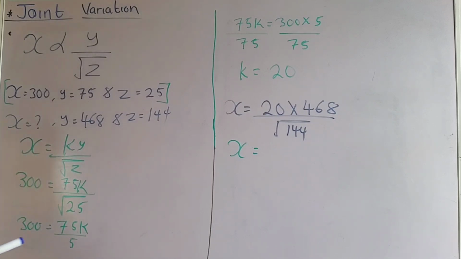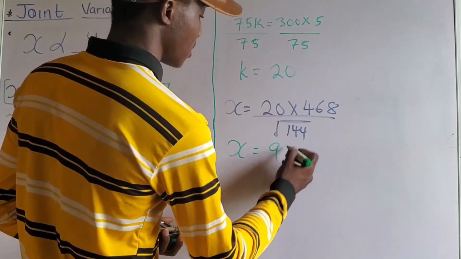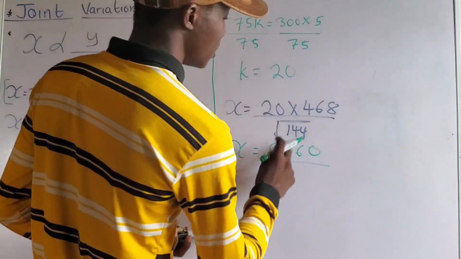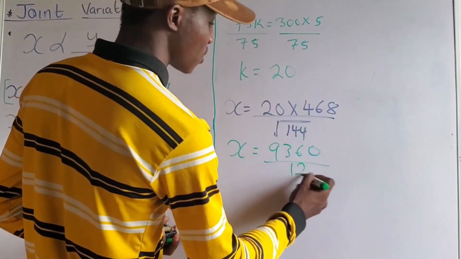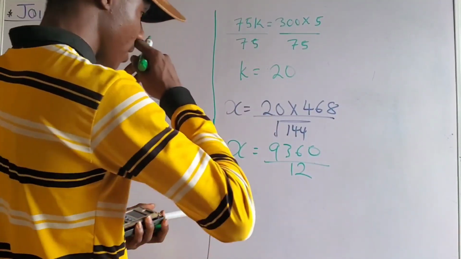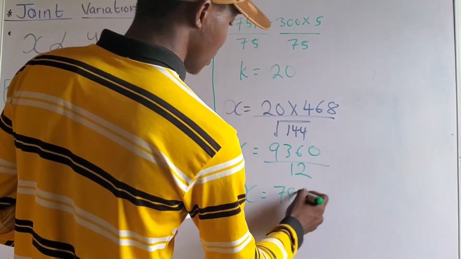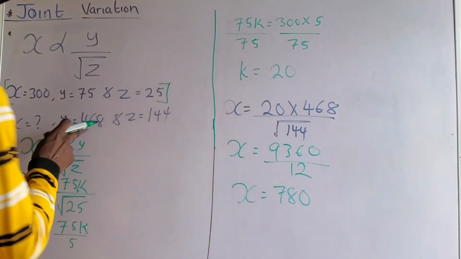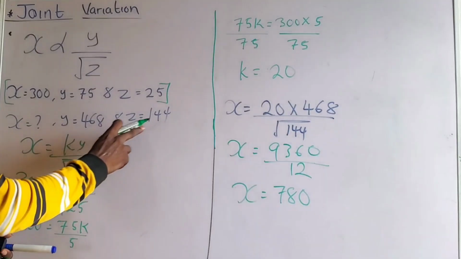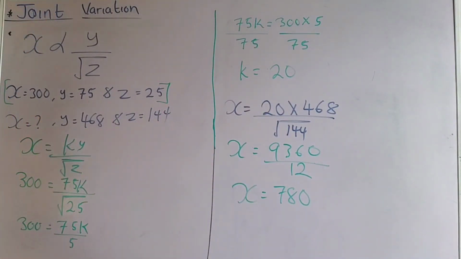9,360. So I'm going to have here 9,360 all over the square root of 144, which is 12. So I'm going to have this over 12. Now divide it, you are going to have 780. So x equals 780 when y equals 468 and z equals 144.